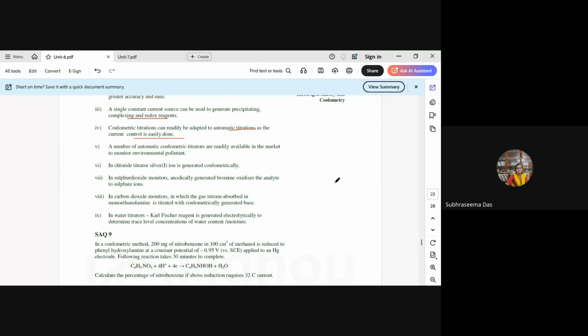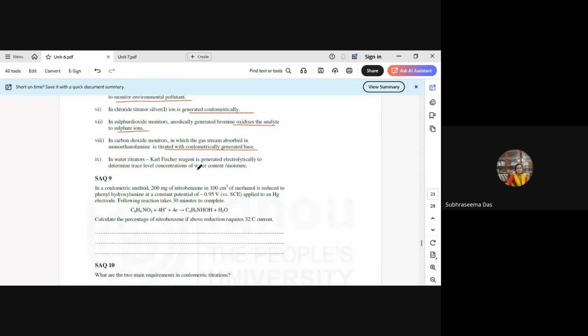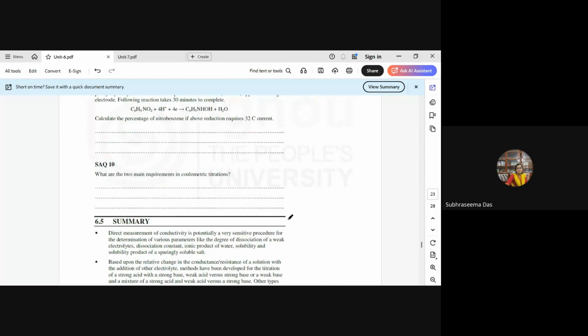A number of automatic coulometric titrators are readily available in the market to monitor environmental pollutants. In chloride titrators, silver I is generated coulometrically. In sulfur dioxide monitors, anodically generated bromine oxidizes the analyte to sulfate ions. In carbon dioxide monitors, in which the gas stream is absorbed in monoethanolamine, it is titrated with coulometrically generated base, and in water titrators, Karl Fischer reagent is generated electrolytically to determine the trace level concentrations of water content or moisture.